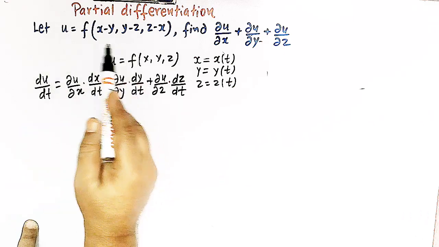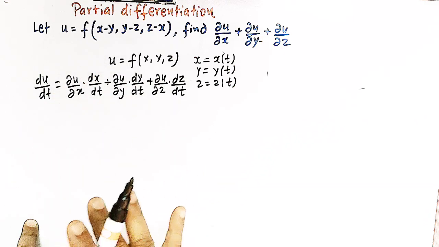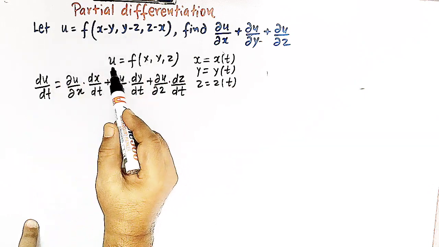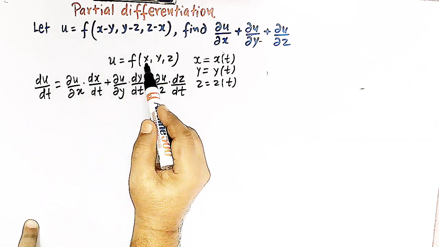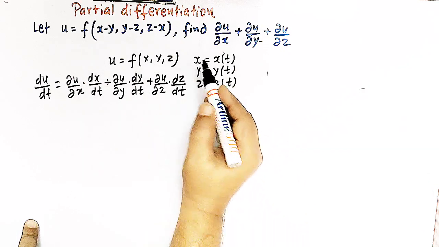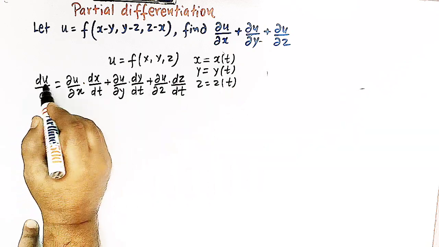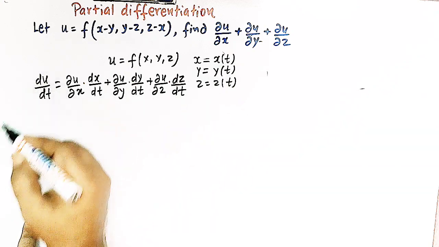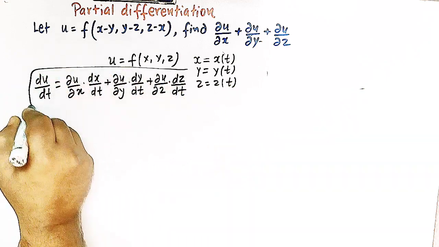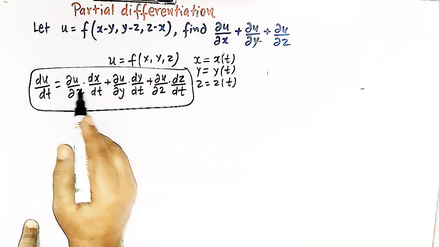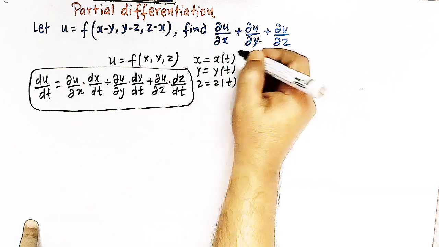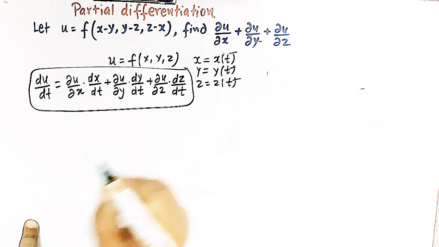So here first we are going to develop the formula, and then we'll apply the formula to this problem. So here we are given u as a function of x, y, z, and further x, y, z are some function of a single variable t. Then du over dt is the total differential coefficient, and du over dt is defined by this expression, right? So here x, y, and z are given as a function of single variable t, right?